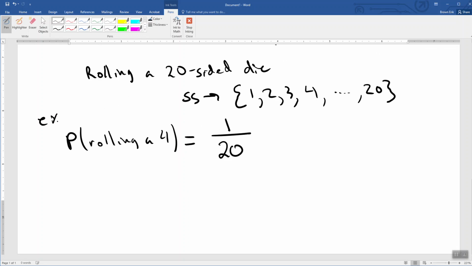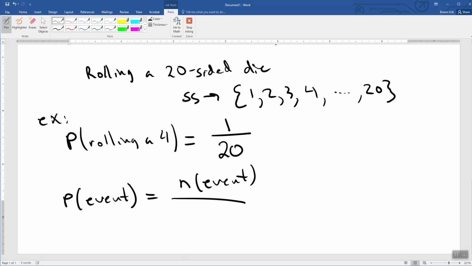So this is an example. Let's put a general definition here. Probability of an event is equal to the number of outcomes in the event divided by the number of outcomes in the sample space. That fraction.